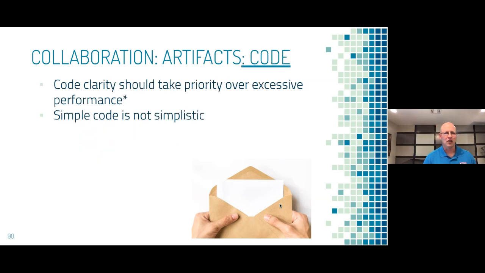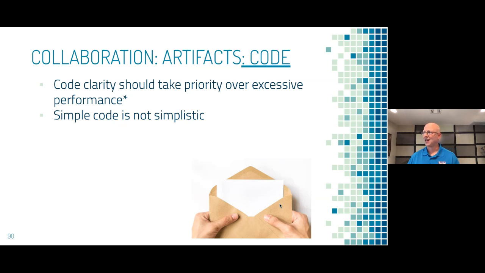Going back to talk about the code specifically, again, code clarity should take priority over excessive performance. And I put an asterisk on this because in some cases, you're going to have an SLA that says performance needs to hit these levels. And if you just determine that the only way to hit your SLA level is to make the code difficult to read, then that's what needs to happen. But in every other case, code clarity, readability, comprehension should be prioritized.